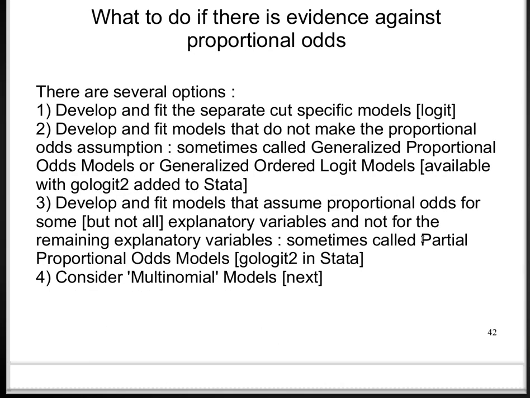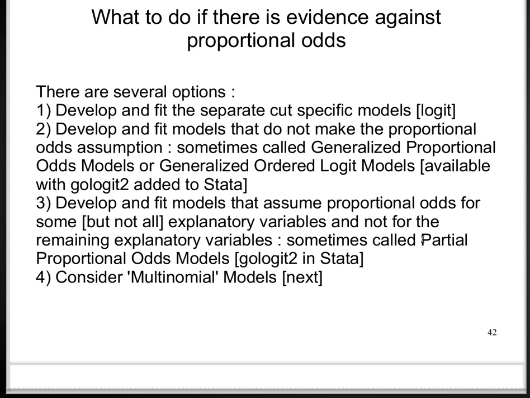What I have not talked about so far is what we do if we have an indication, either qualitatively in our interpretation of the cut-specific models or in the use of a test of significance for proportional odds. What do we do if we have evidence against proportional odds? Well, if the primary analysis was to assume proportional odds, but that assumption is discredited, then one could argue for the cut-specific models that we've seen earlier in this session.